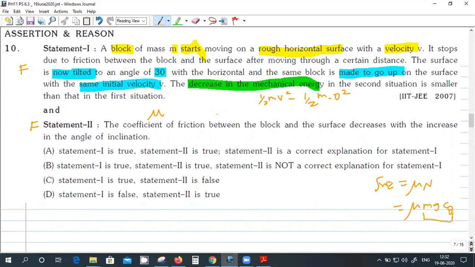Finally, in both the cases, it will come to rest, right? So final velocity in both the cases is 0. Decrease in mechanical energy, so this is equal to. So it will be same in both cases. No. It's work done against friction. So in the second case, the work done against friction.